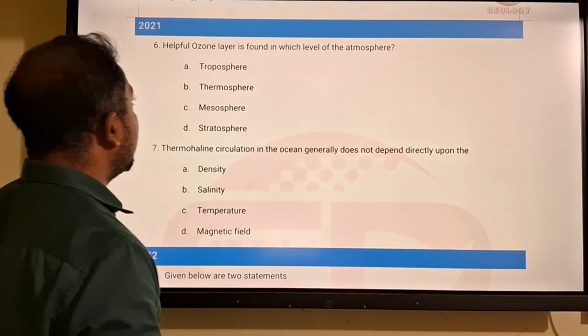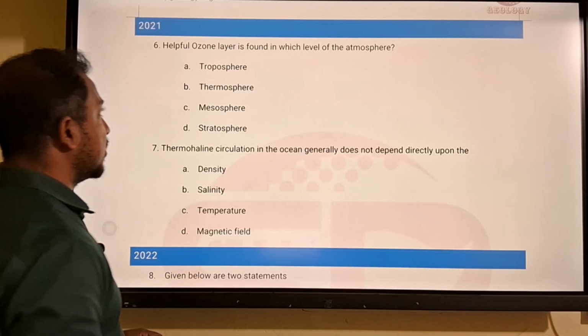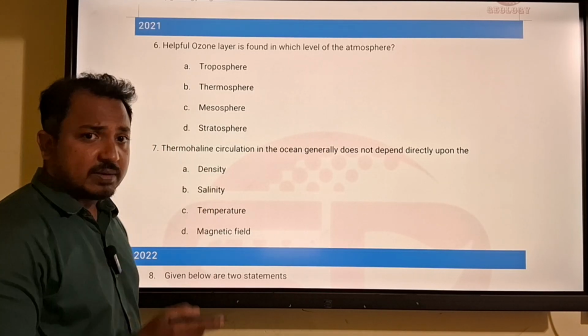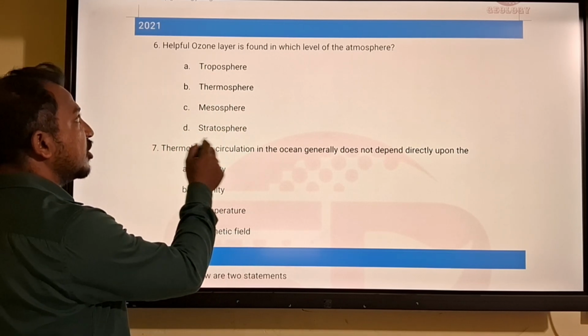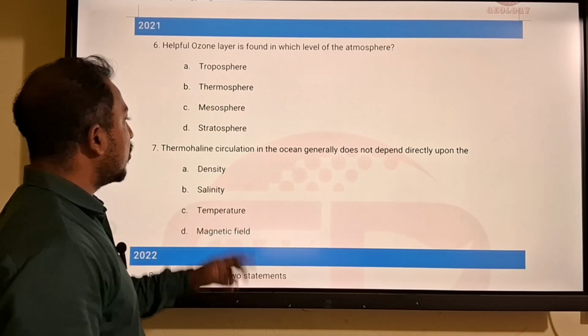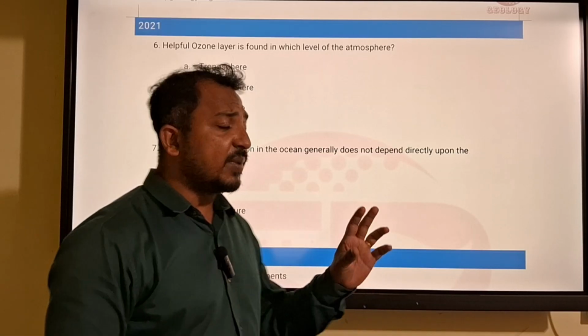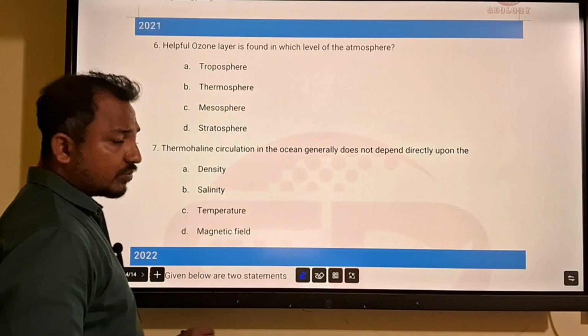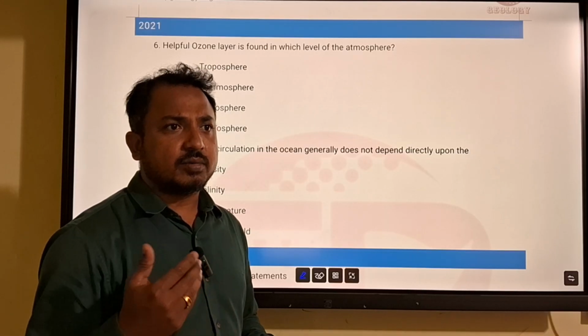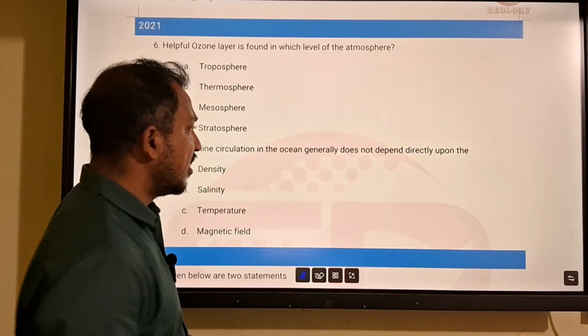Next comes: the helpful ozone layer is found in which level of the atmosphere? It is in the stratosphere, which we have discussed in the physical geology PYQ. So the stratosphere contains the ozone layer. Then, thermohaline circulation in the ocean generally does not directly depend upon which? Thermohaline circulation is the displacement of ocean current driven by density.